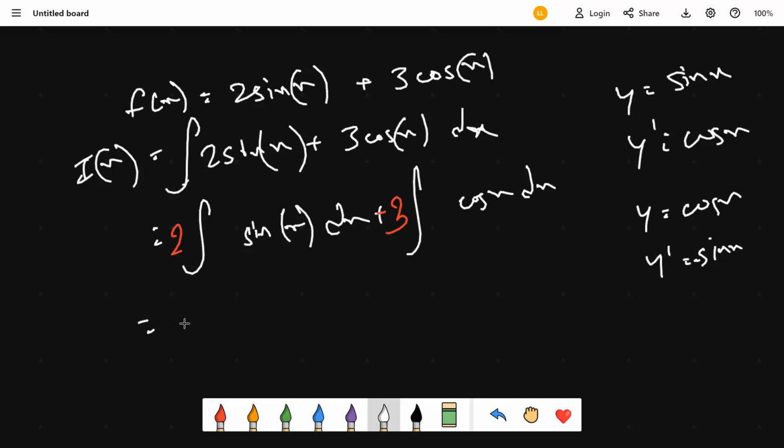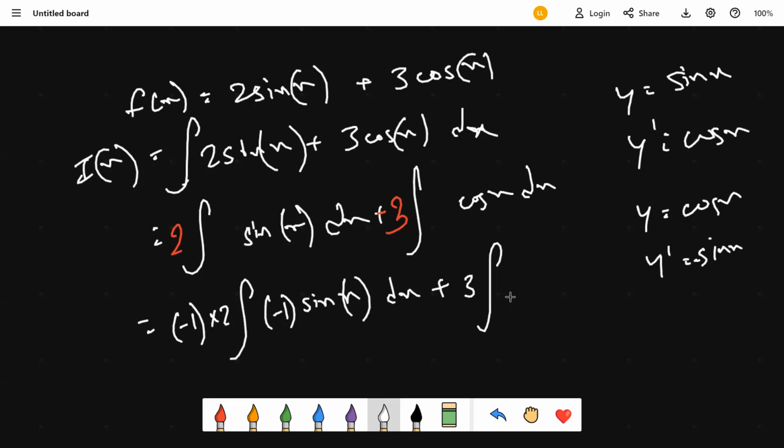So for simplicity, if we multiply two negative signs with each other, what do we have? A positive one, isn't it? If we multiply -1 with -1, we get +1. That means we can actually introduce two -1s here. One -1 in the front, and to eliminate its effect, we multiply another -1 inside the function, so that we now have a negative sine x here. Plus we have 3 cos x, and the derivation of cos x is simply sine x, so we don't need to modify this value.